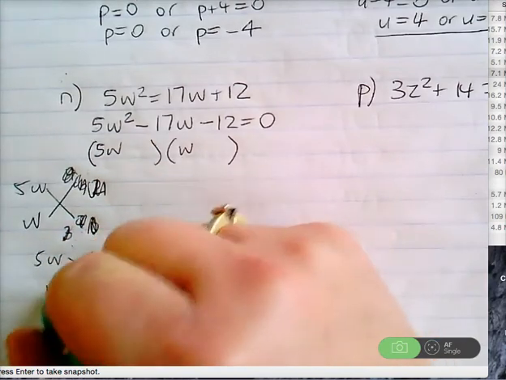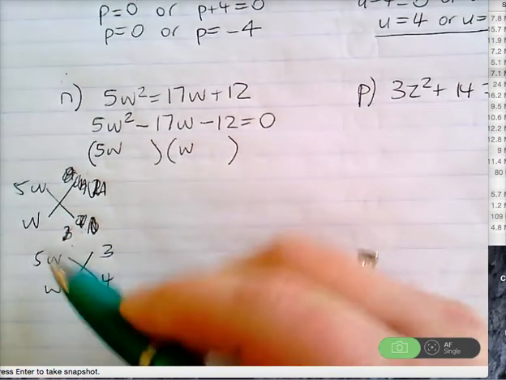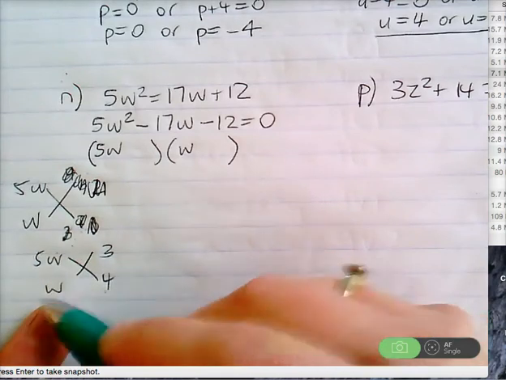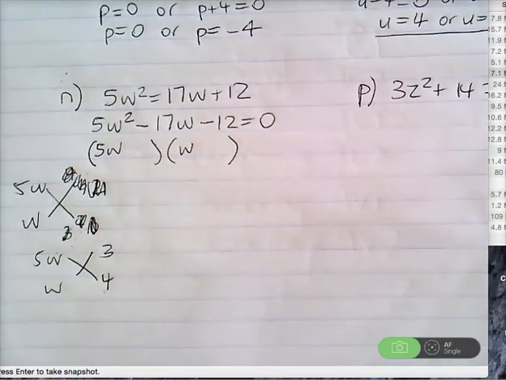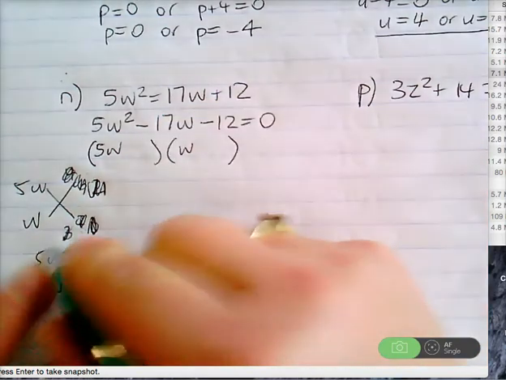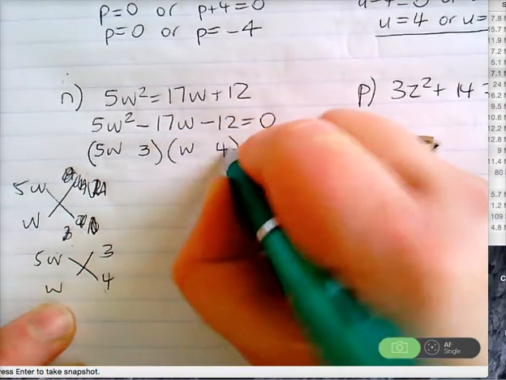It's 5W with the 4 here and the 3 there. What's that? 20W and 3W. You know you could make that 17, couldn't you? Do you see that you could make that 17? Yes. So you go with that, 5W with a 3 and W with the 4.